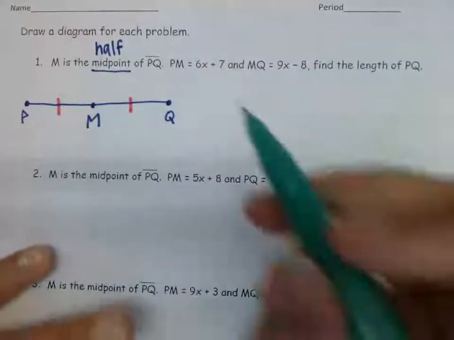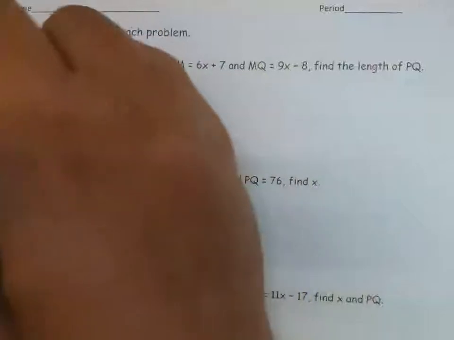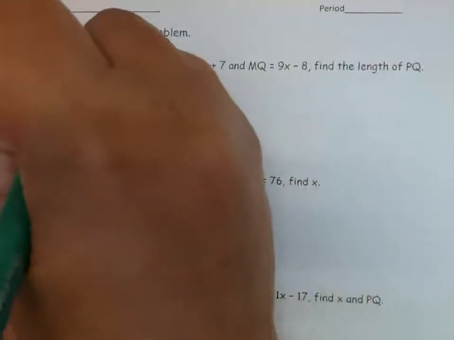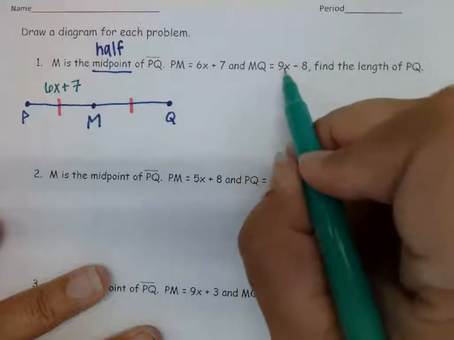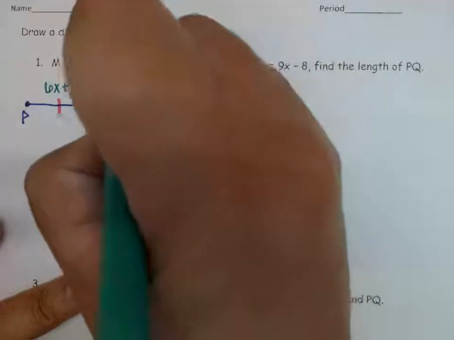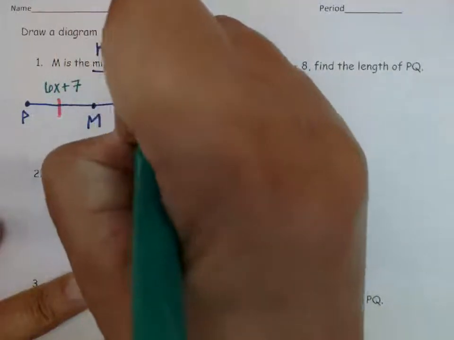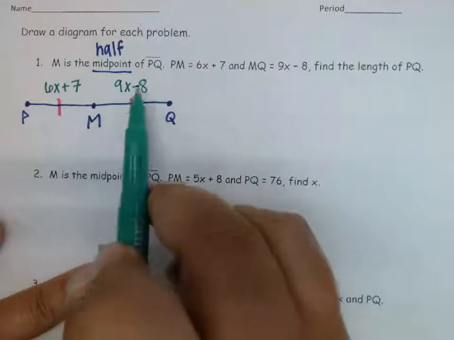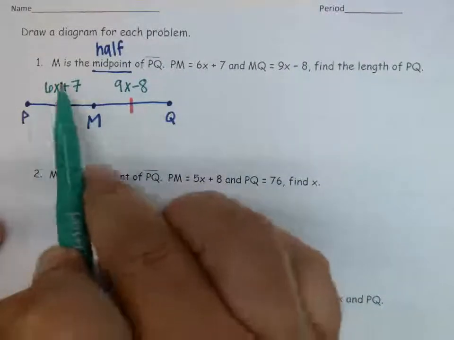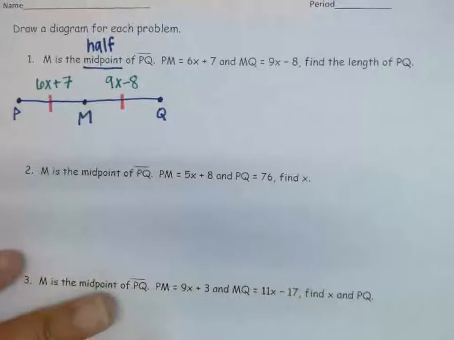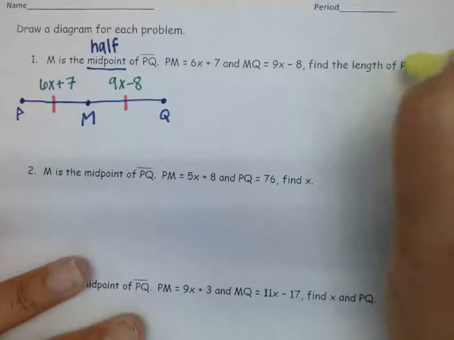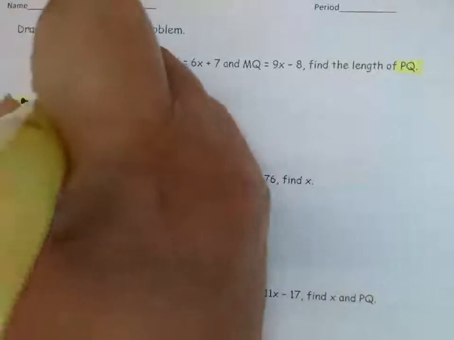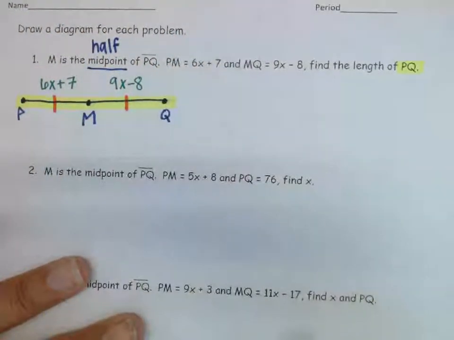Moving on. It says from P to M is 6x plus 7. Then it says that M to Q is 9x minus 8. So this piece is 9x minus 8, and this piece is 6x plus 7. They want us to find the length of the whole thing, P to Q. So from here to here.